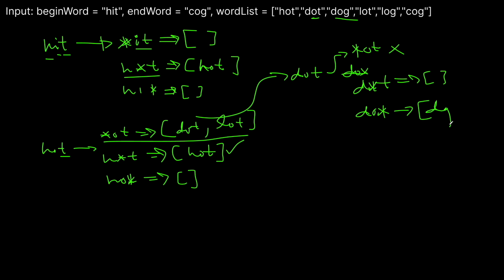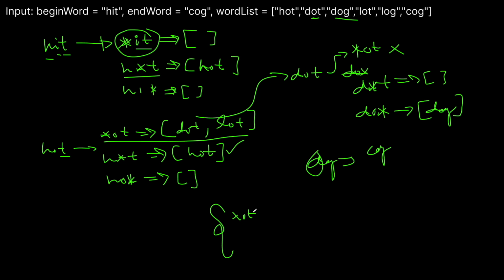Dog, right? So now we are slowly creeping towards cog, because we know from dog, if we change the D, then we get cog, right? So essentially what we've done here is we've actually built a graph. And the graph, what it does is it maps every kind of like wildcard character to a list of words that we can go to, right? So this will be like, star IT as the key, and then a list of words here, right?